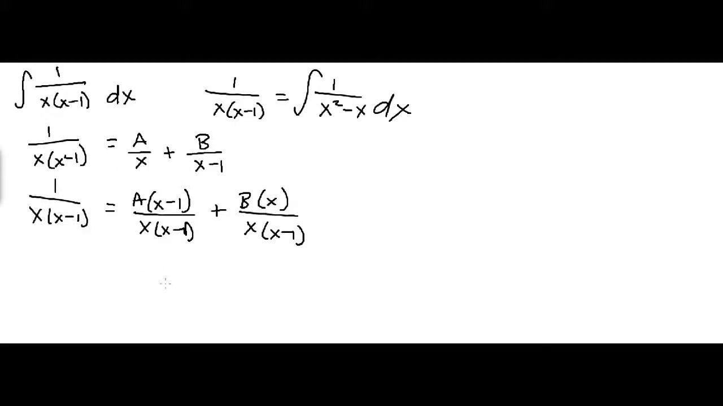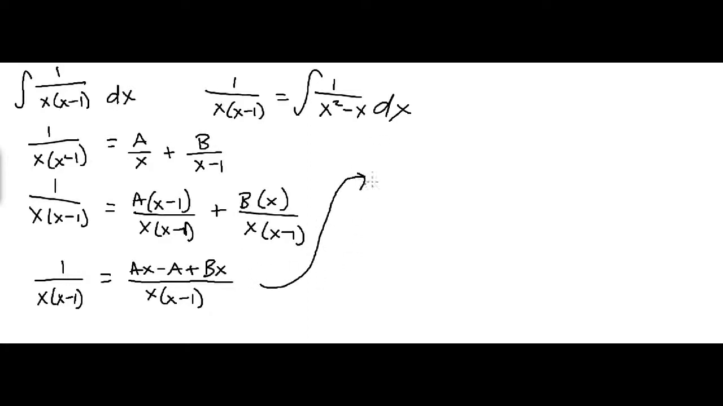Okay, so what we did there is we gave both terms on the right-hand side a common denominator, so now we can actually add the tops. I'm going to simplify this first part, the a times x minus 1. That's going to give me ax minus a plus bx over x times x minus 1. Now if you notice, we have these two sides and they are equal. The denominators are the same, so that means that the numerators have to be the same.